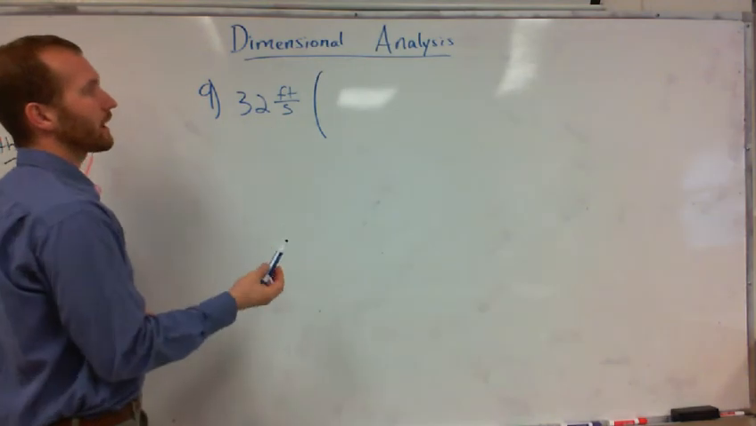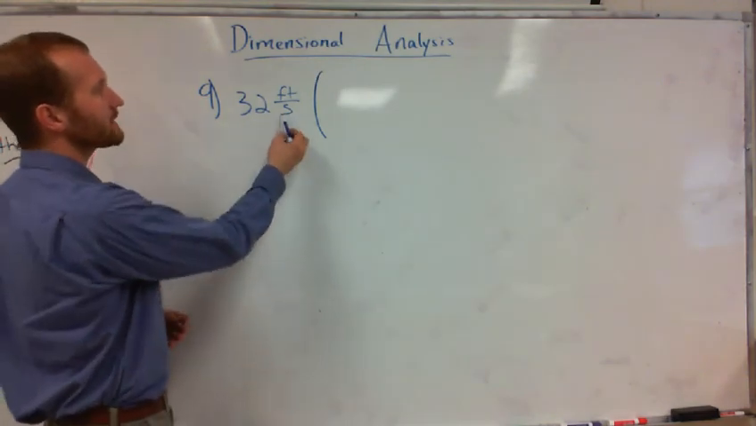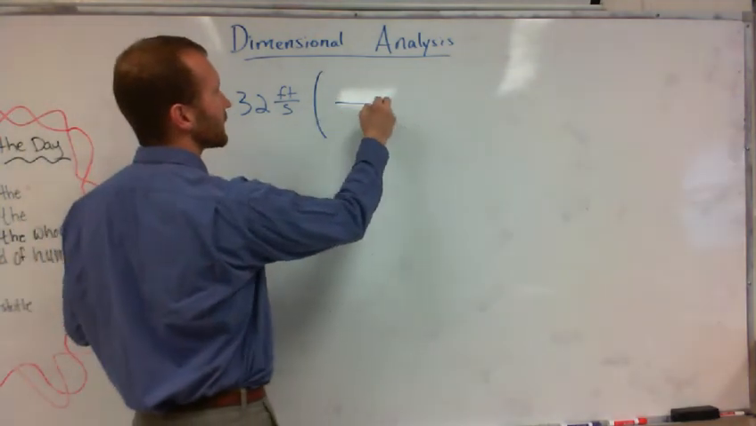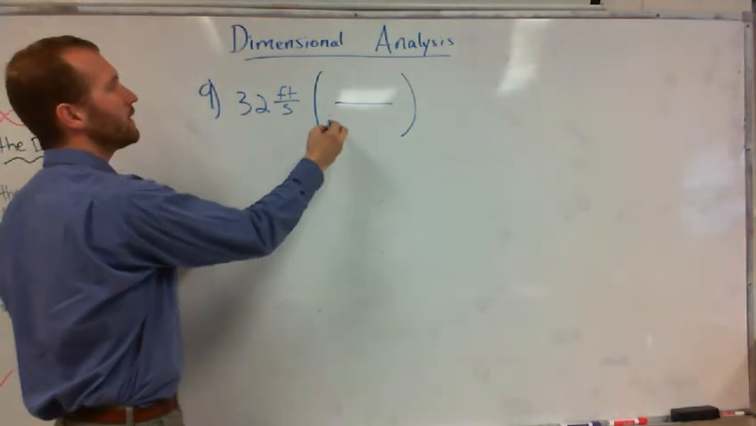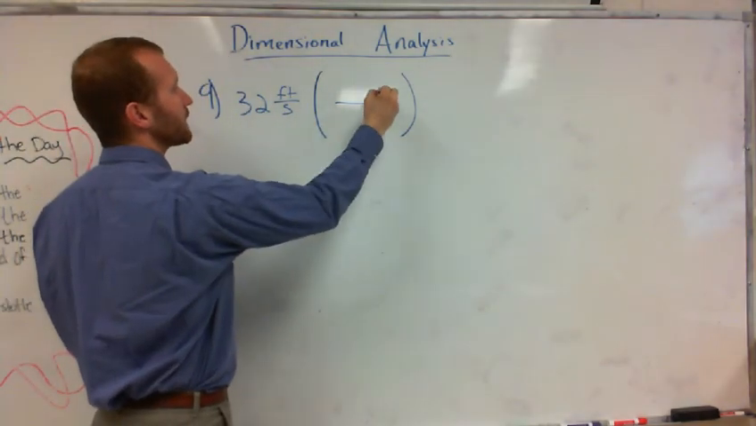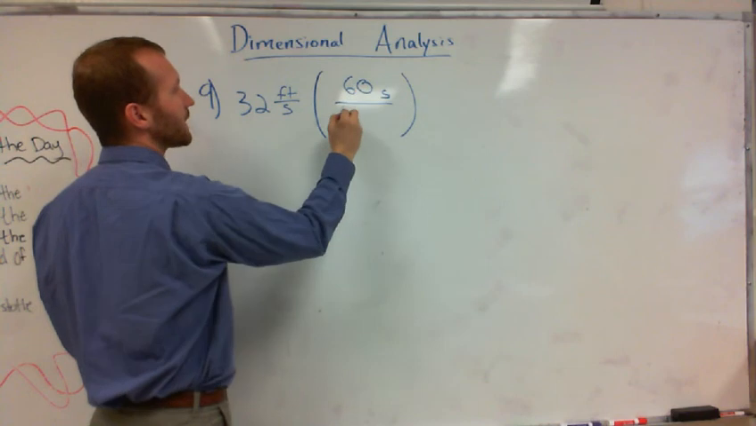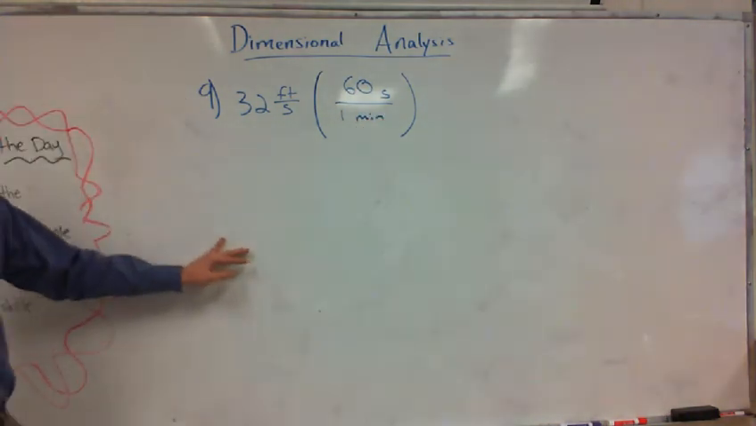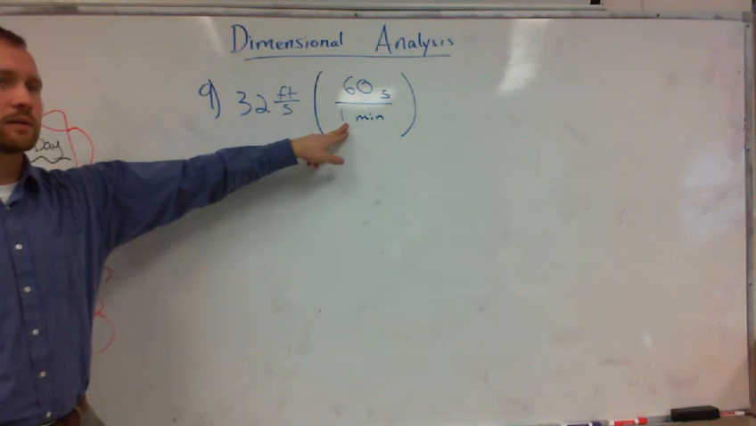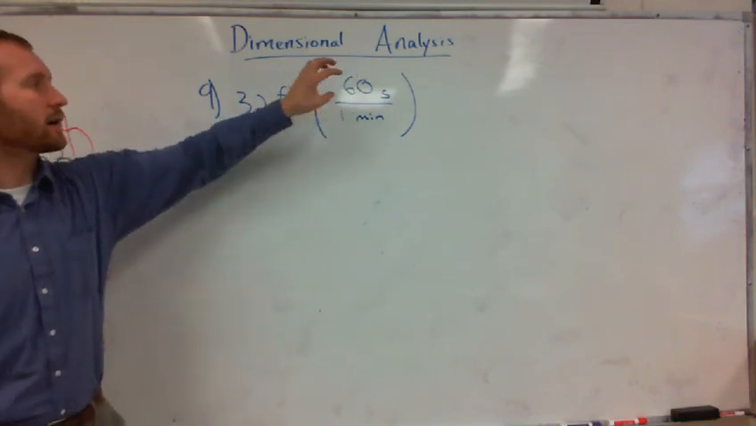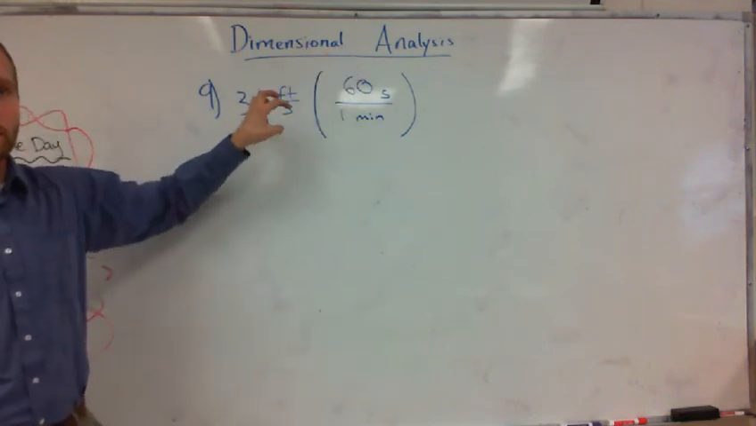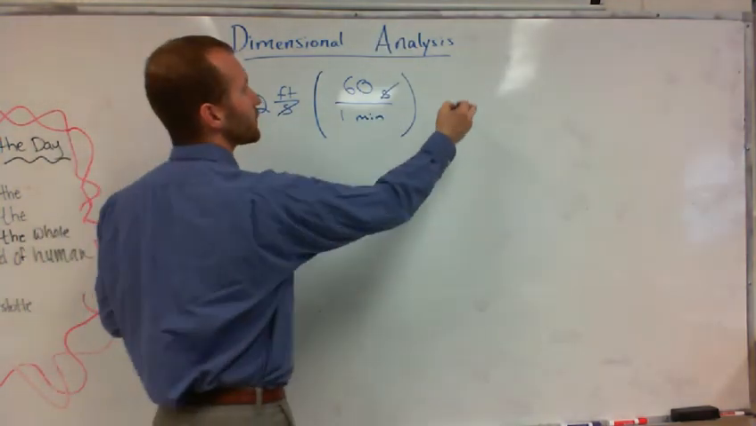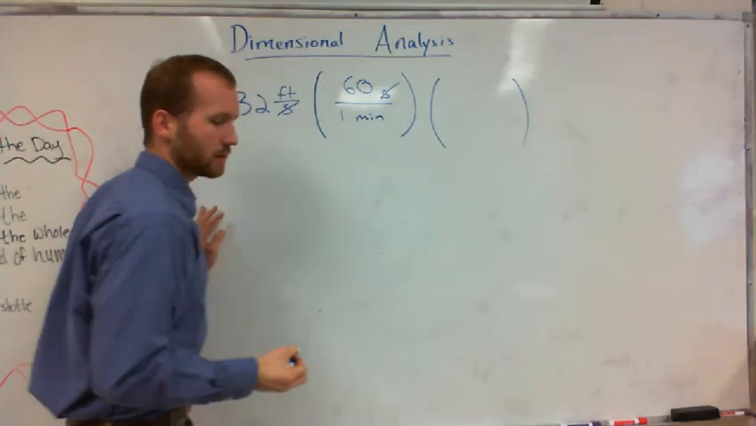So 32 feet per second. Let's start out with seconds this time, converting seconds to minutes, because that's pretty easy, actually. So I know seconds down bottom, I want to have seconds up top, and I know there are 60 seconds in 1 minute. So this equals this, and my units are in a position where they will cancel. Okay? Seconds cancel seconds.